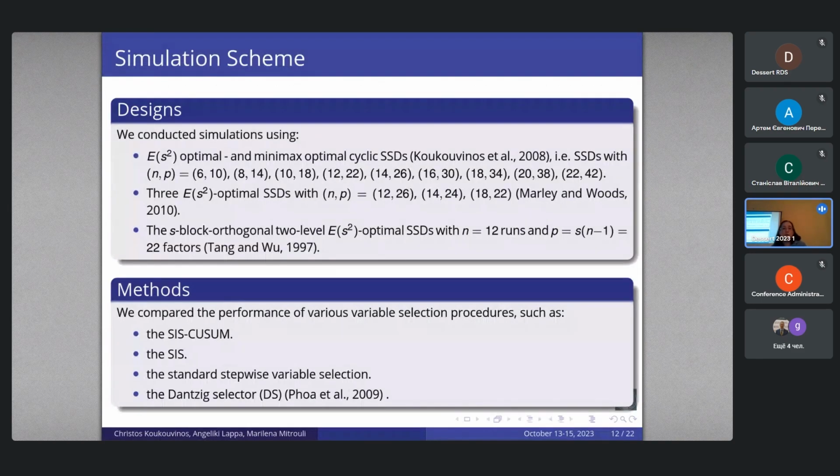During our simulations, we use several SSDs, supersaturated designs, with different sizes, proposed by Kubinos et al., Marley Woods, and Tankevaux. We compared several variable selection procedures: CIS-CUSUM, CIS, standard stepwise variable selection, and the Dantzig selector, proposed by Foa et al.